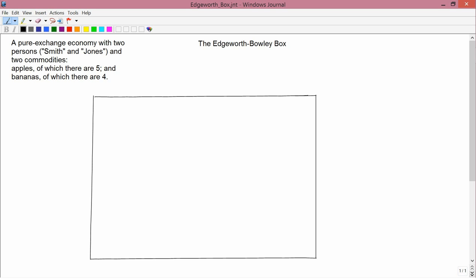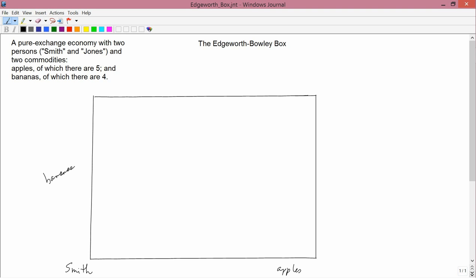Now, the example I'm going to use is a little bit more complicated than the one I just described, but not much. Label this corner Smith. I'm going to use this box to denote how many apples and bananas Smith and Jones have. So apples are going to be measured on the horizontal axis, and bananas on the vertical axis. The complication I'm going to make is that I'm not going to assume that all the apples belong to one of the agents and all the bananas belong to the other. Let's assume that Smith has some bananas and some apples, and Jones has some bananas and some apples.